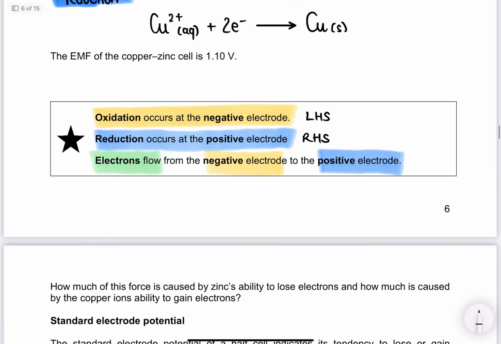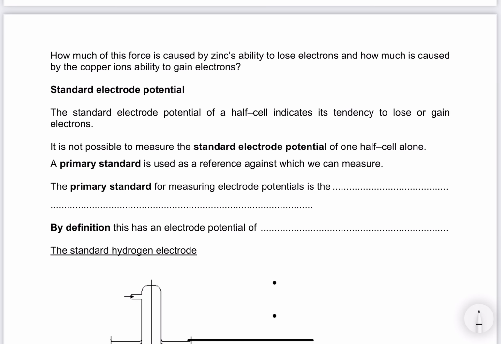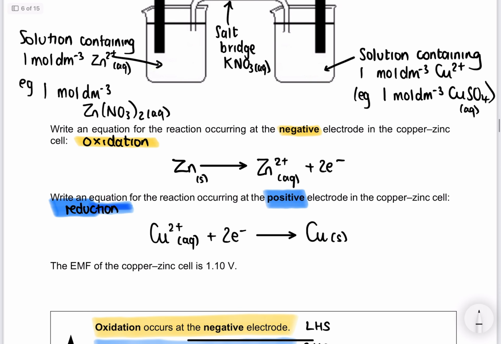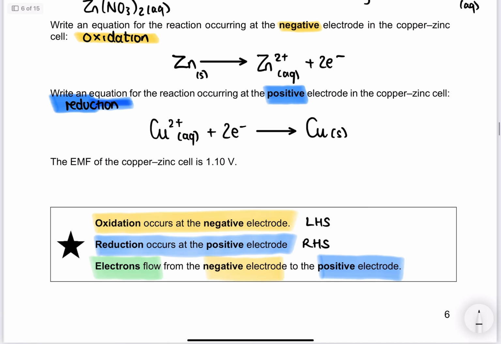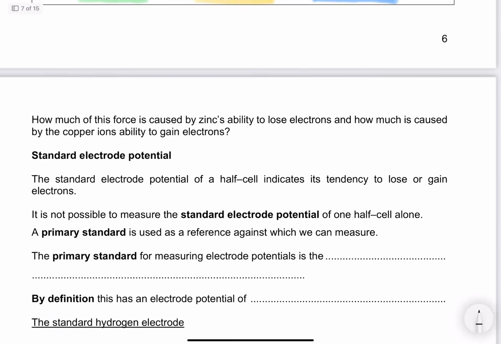Okay, so there's just the last little bit to do with setting up a cell, and then we'll delve into them in another video. On the left-hand side, we've got zinc losing electrons. They're going up the wire and they are pushing against the voltmeter. On the right-hand side, we've got copper 2 plus gaining electrons, pulling them from the wire, pulling against the other side of the voltmeter. How much of the 1.1 volts was to do with zinc's ability to lose, and how much of the 1.1 volts is to do with copper's ability to gain?